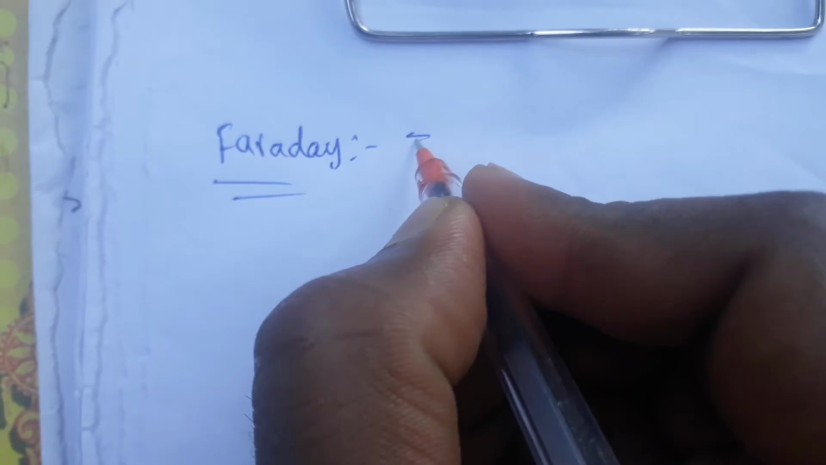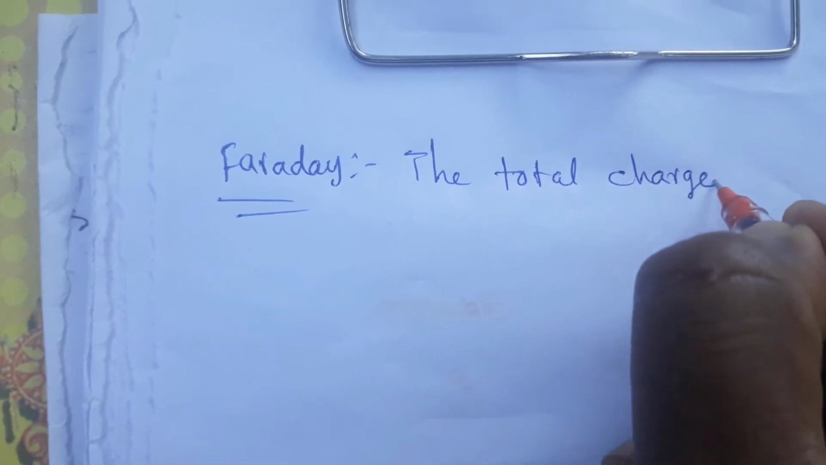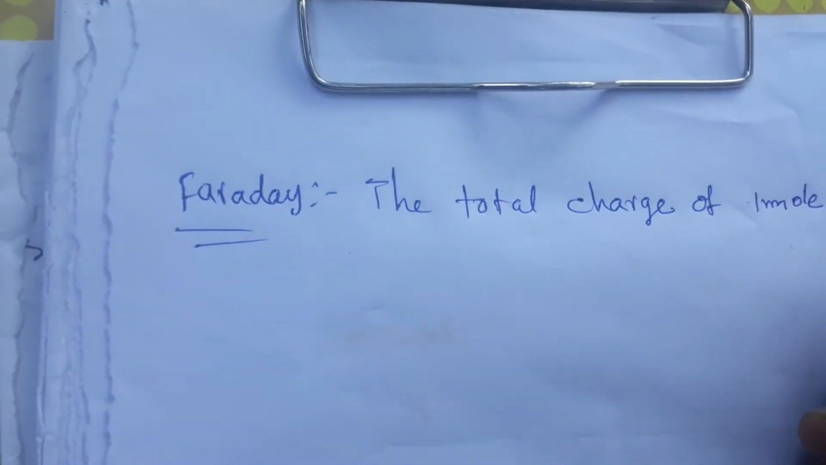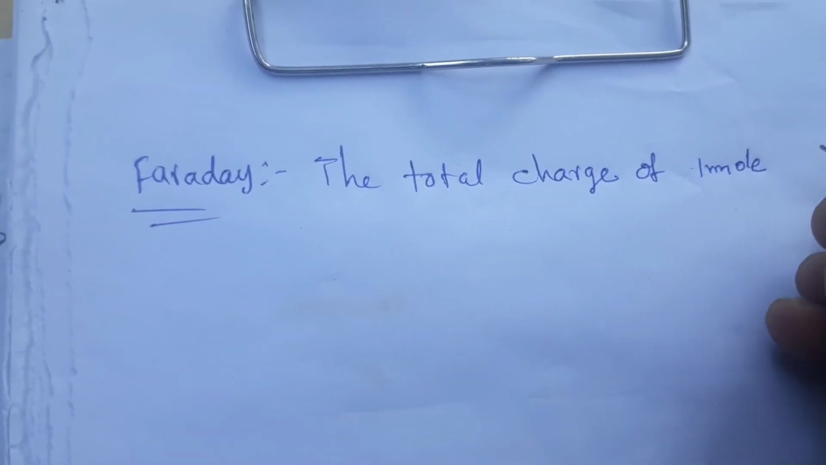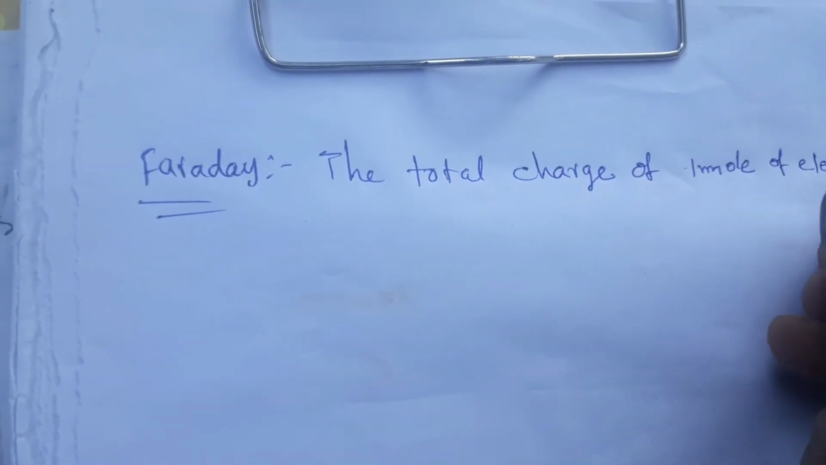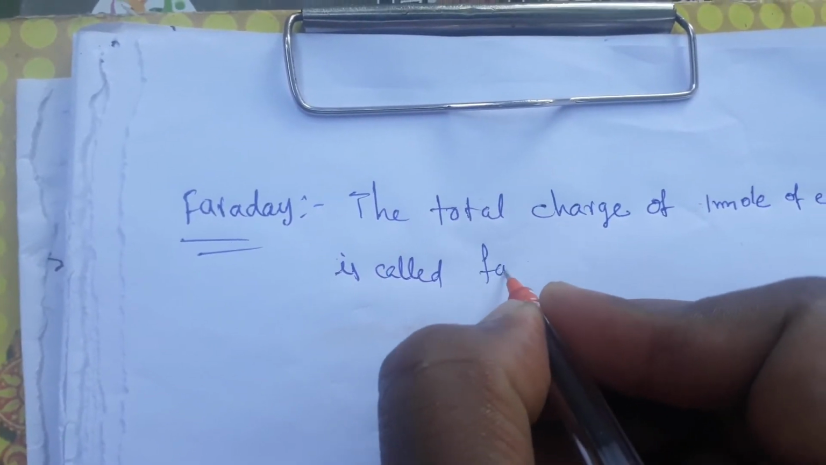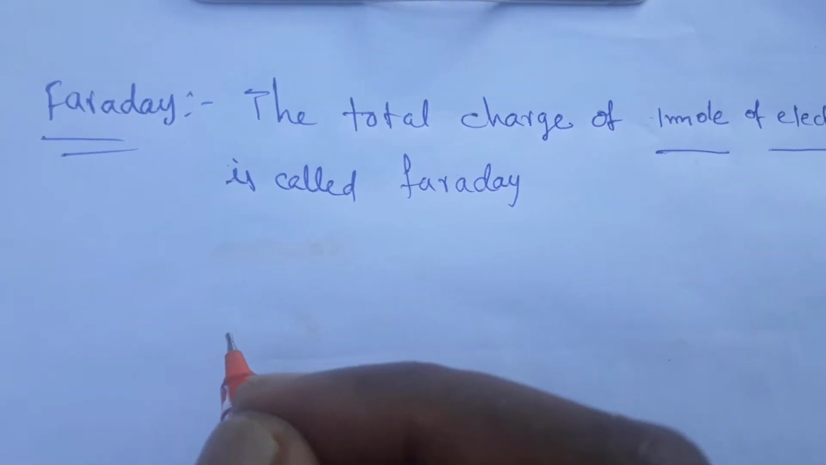Today we will see some of the definitions of the Faraday. First definition of the Faraday: the total charge of one mole of electrons is called Faraday. So here underline that 1 mole of electrons, that is called Faraday.